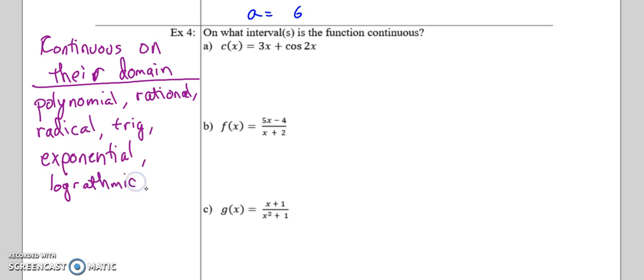Now, what that does for us is that when we're checking on questions like this, we can skip over that. But if we're checking for continuity, we have to go with each of them. So, right here, we have a linear equation, polynomial, and a cosine. So those are continuous across all real numbers, so c of x is continuous from negative infinity to positive infinity.